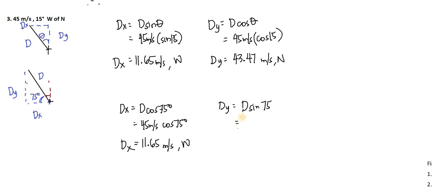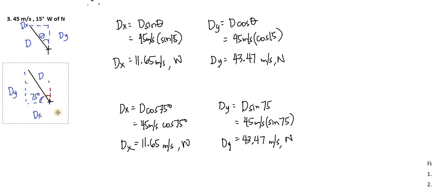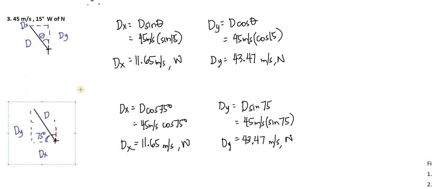Okay? So, meron kayo naman dito ngayong 45 meter per second sine of 75. Okay. What will be the value of that? Compute sa calculator para ma-check nyo din 75. That's still 43.47. 43.47 meter per second towards north. Okay, that is your D sub y. Again, using this method wherein we use the complementary angle. Kuha po ba? So, yan.